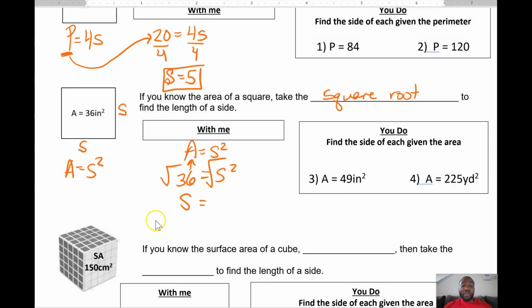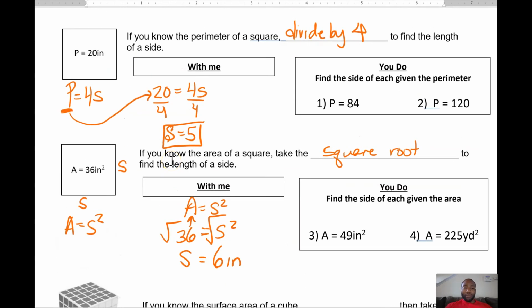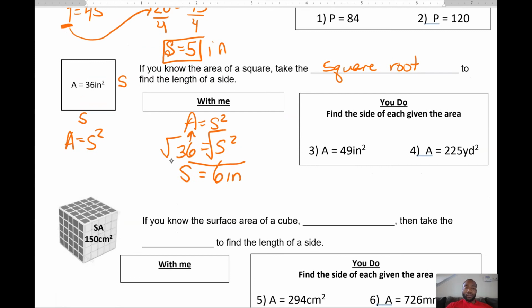Let me come before you. All right. So we end up with 6 as our answer, and it's 6 inches. I forgot my units on the last problem. 5 inches. All right. Okay.